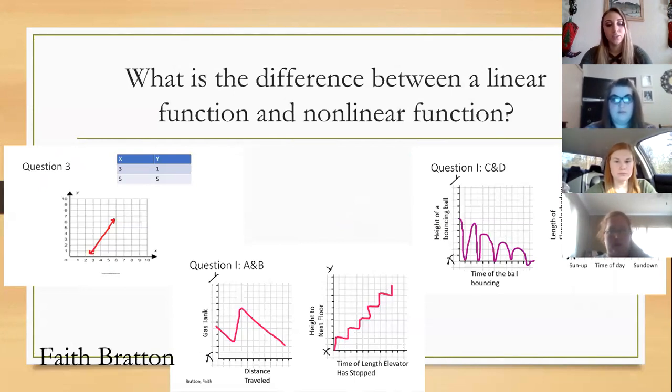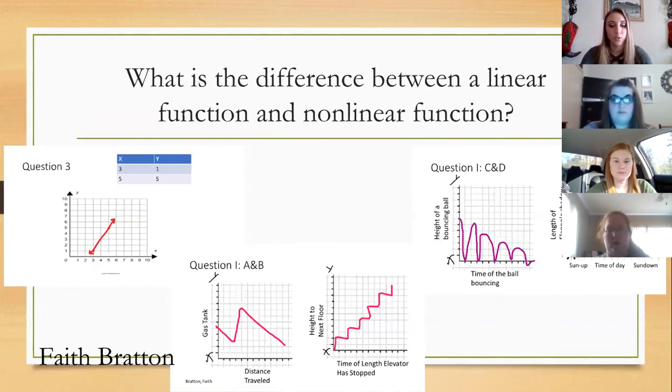We use these two different types of functions in our question graphs, as you can see represented in the PowerPoint. The linear function is used in question 3, for example, where we were given both x and y to plot the graph into a straight line. A nonlinear function or equation is being shown in question 1 when we are being asked to show the difference when you're asked to fill up the gas tank along with your distance traveled, the length of time that the elevator stopped, the time of a bouncing ball, and the length of a flagpole shadow.